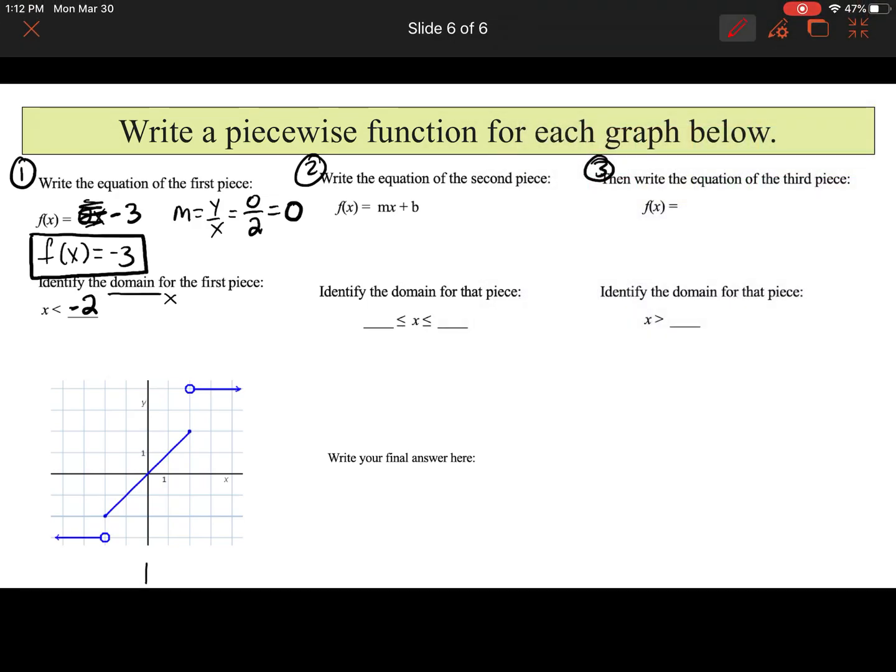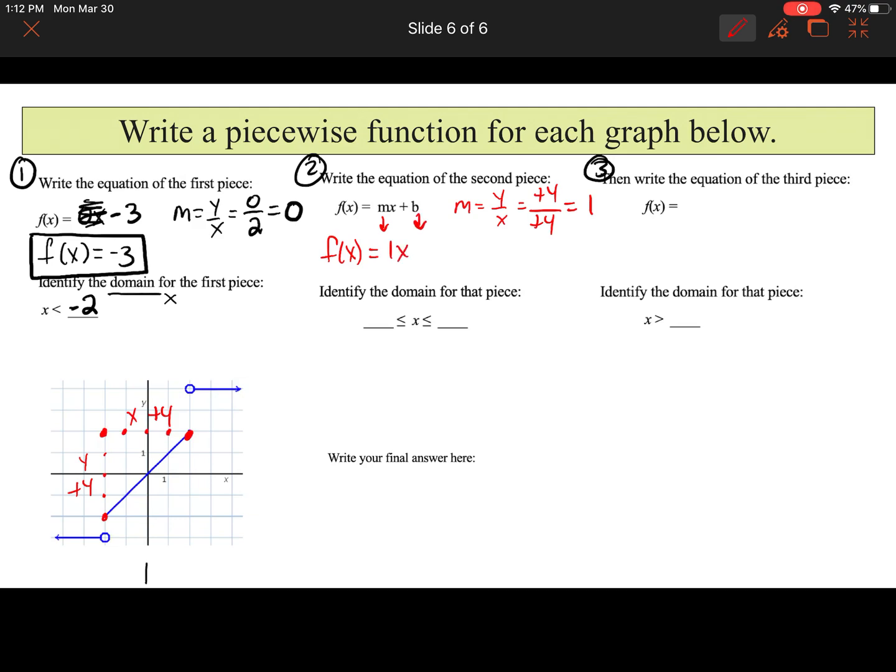Second equation. We're looking at the second line on the graph. Write the equation of the second piece. So I need my m, right? M equals y over x. So I pick 2 points and I go up. Here's my y value, right? 1, 2, 3, 4. So y is +4. Divided by, now for my x, I started here. 1, 2, 3, 4. So x is also 4. 4 divided by 4 gives me 1. So my m value is 1, or just x.